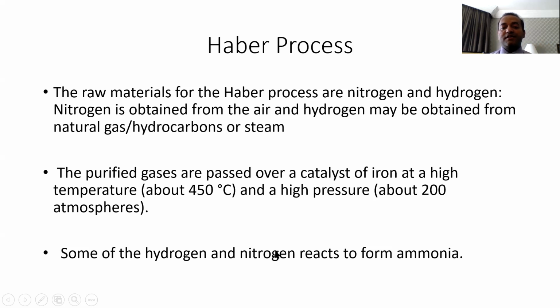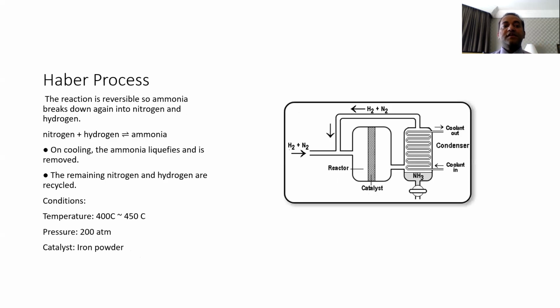Some of the hydrogen and nitrogen react to form ammonia. This process is reversible. Nitrogen will react with hydrogen to form ammonia, and at the same time, this ammonia will decompose back to form nitrogen and hydrogen. On cooling, the ammonia is liquefied and then removed. The remaining nitrogen and hydrogen are recycled. These are the three conditions that you need to memorize.